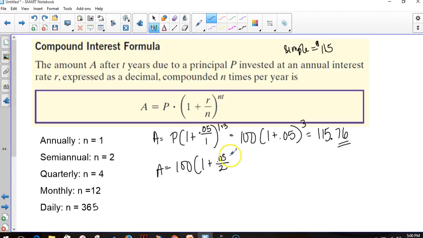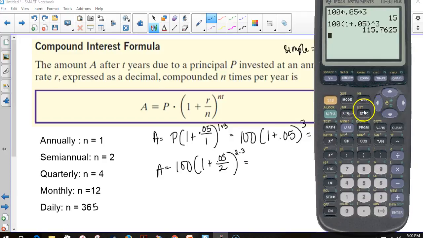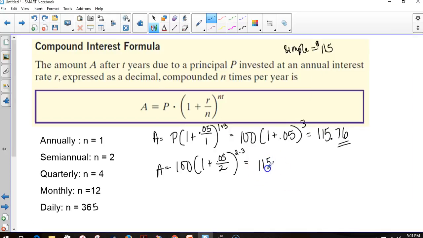So when you have compound interest, it's not 5% every single time. I get a little piece of it each time I go. 2 times 3, so now my exponent will be a 6. I'm going to go in and say second, enter, so that I get the last piece that I put in. I'm going to change this to divide by 2, raised to the 6, so that we don't have to type it all over again. And now I get $115.97, even a little bit more. So you see the pattern.